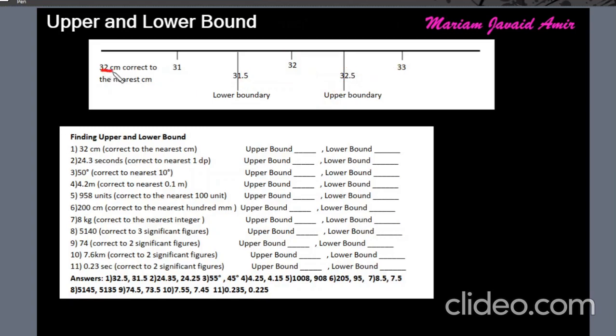We have to write 32 centimeter correct to the nearest centimeter. So to find the upper bound, the method is that correct to the nearest centimeter means 1 centimeter, you divide it by 2, you get 0.5. When you add 0.5 to 32, you'll get the upper bound, and when you subtract 0.5 from 32, you'll get the lower bound. So this is the procedure of finding the upper bound and the lower bound.